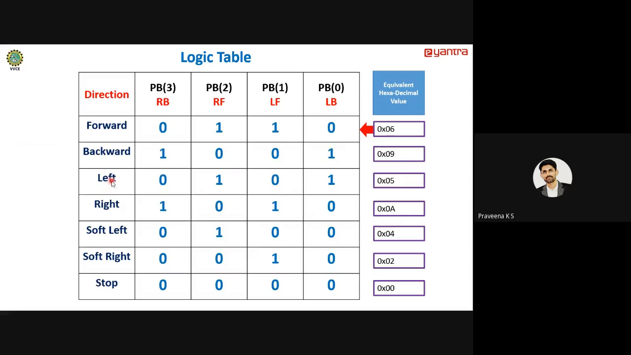See, for hard left, right wheel will be moving in the forward direction and left wheel will be moving in the backward direction. So it will take the left direction. And again for right, the same thing.